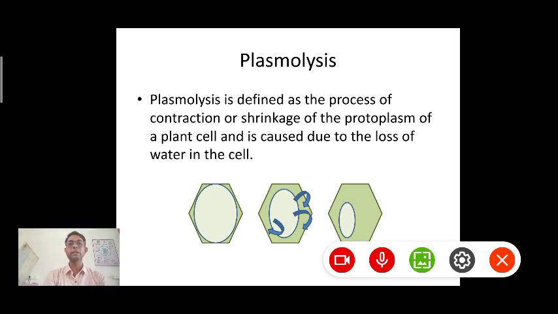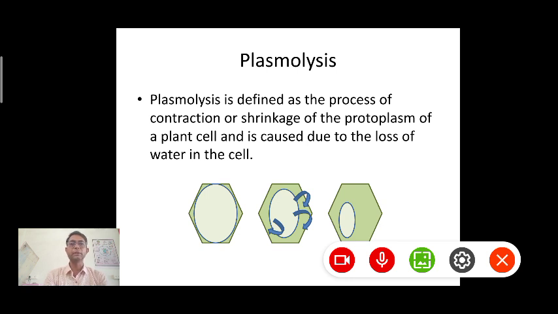Now moving to the next and most important terminology which is used in plant physiology, that is plasmolysis. Plasmolysis is defined as the process of contraction or shrinkage of the protoplasm of a plant cell, and it is caused due to loss of water in the cell. Now here you can see the first cell is shown, that is the normal cell where the water concentration is equal, the water concentration is satisfactory.